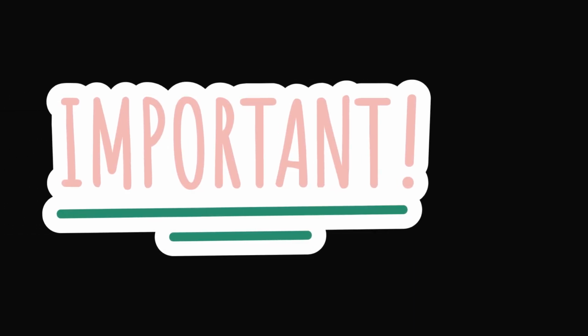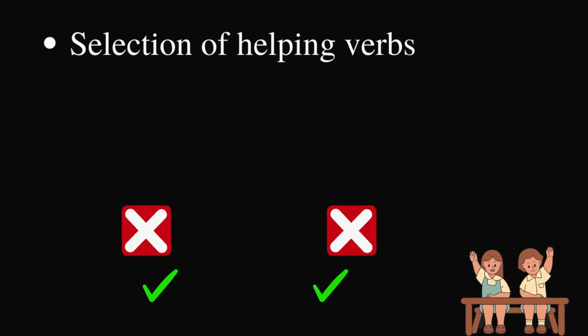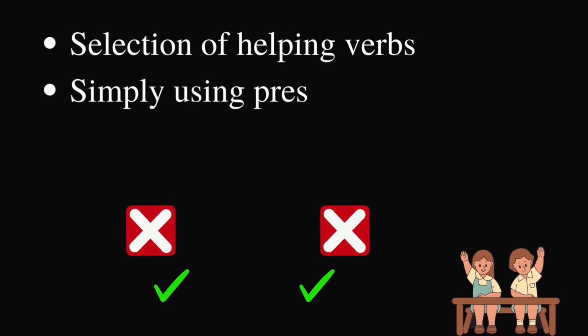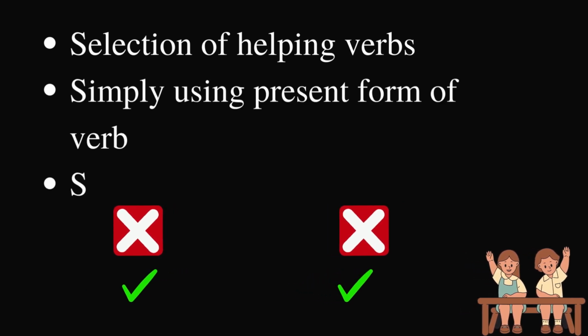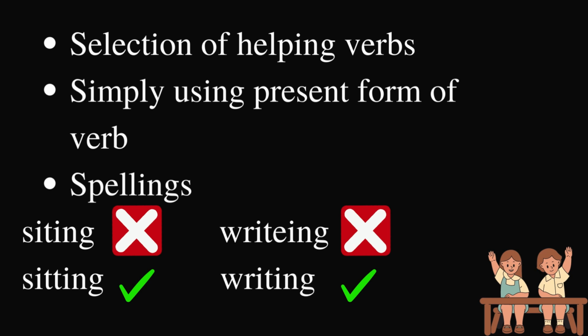Before ending the lesson, I want to discuss some common mistakes we make while using present continuous tense. A very common mistake we make is in the selection of helping verbs. Here I want to make it clear that helping verbs depend upon the first person being singular or plural. Even when we have first person plural, we use am for I and are for the rest of the persons plural.